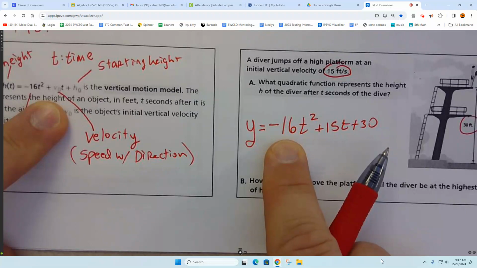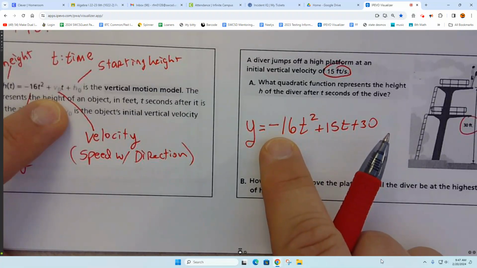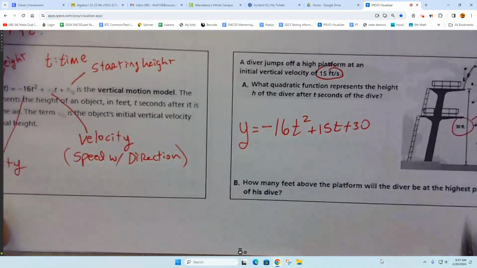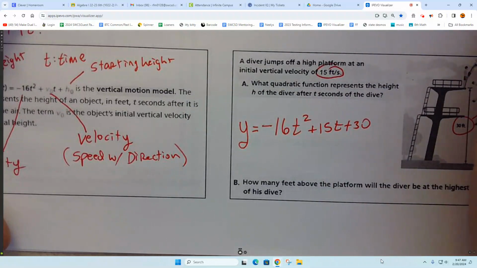Why is 16 negative here? Because gravity always makes you go down. Gravity's always making you go down, so that's why that's negative. So what's a quadratic function? Boom, we did it.